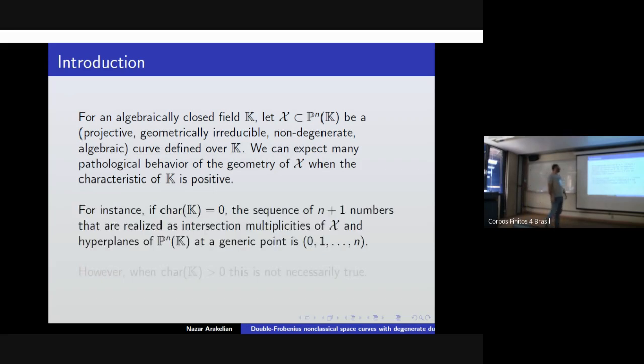For instance, if you consider the sequence of integers that are realized as intersection multiplicities of your curve with hyperplanes at the general point, then when the characteristic of the field is zero, what's the point?